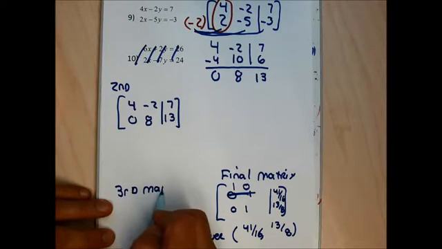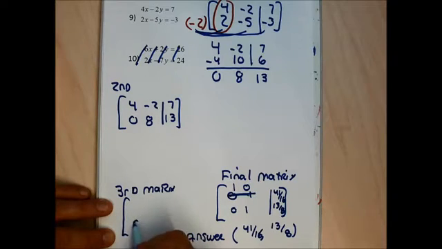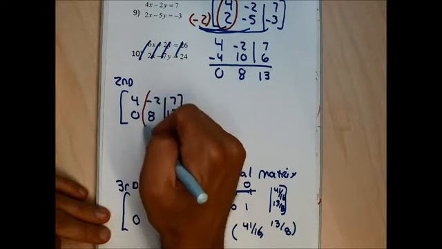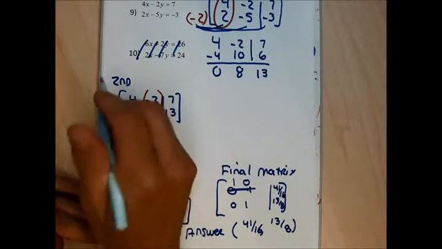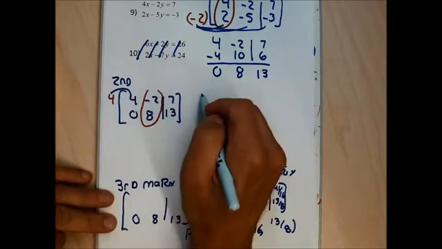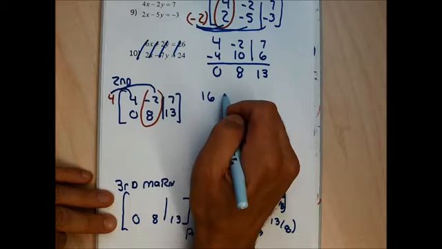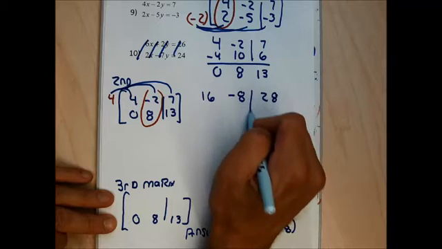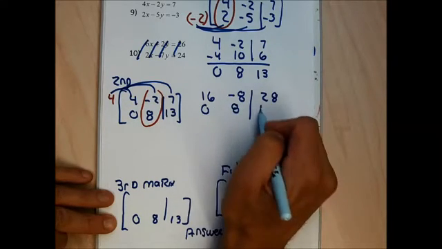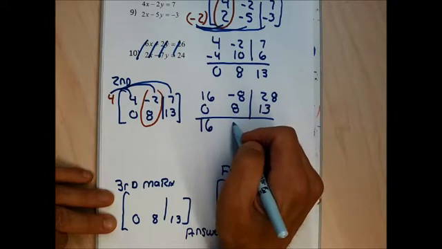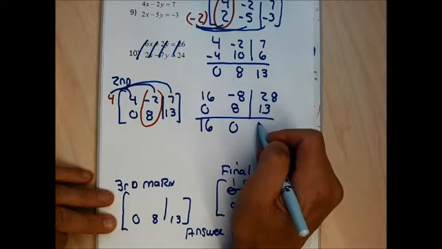And my third matrix, the bottom row doesn't change. It's going to be 0, 8, and 13. I get a new top row by eliminating the y's. To eliminate the y's, I'm going to make that into a negative 8 by multiplying by 4 so that my 8's will cancel. I'm going to go 4 times 4 is 16. 4 times negative 2 is negative 8. 4 times 7 is 28. I'm going to leave the 0, 8, and 13 alone. Add these together. 16 plus 0 is 16. Negative 8 plus 8 is 0. 28 and 13 is 41.